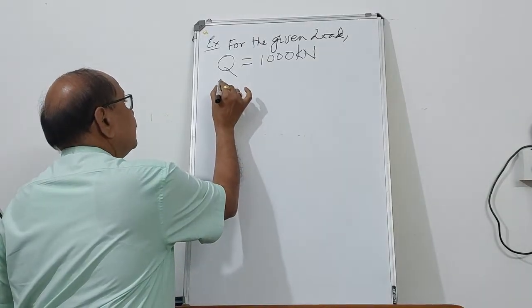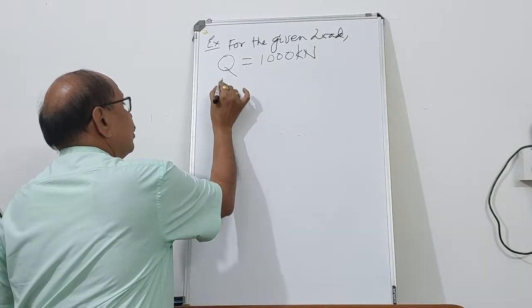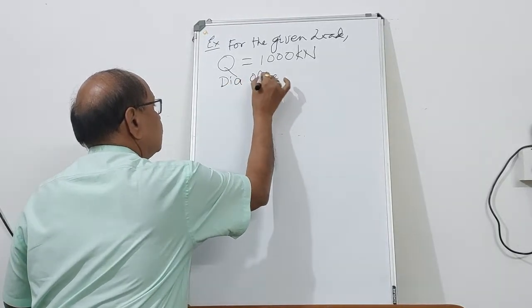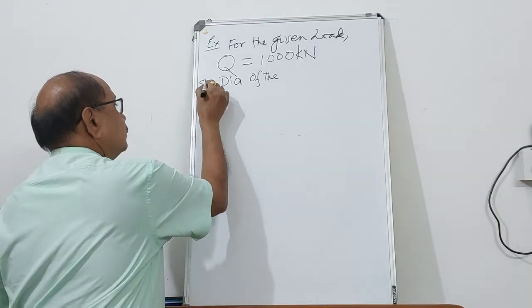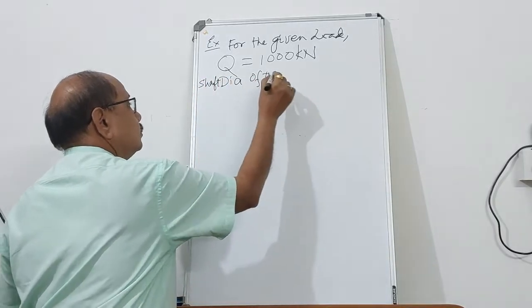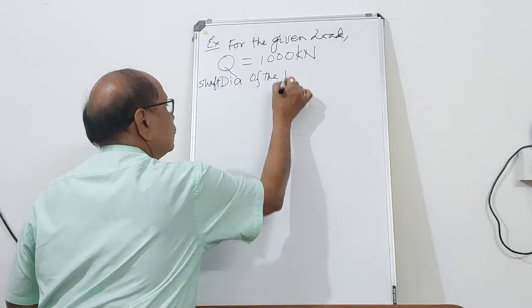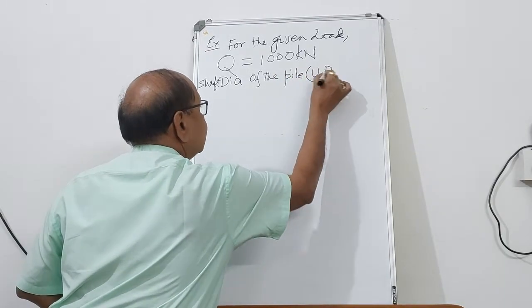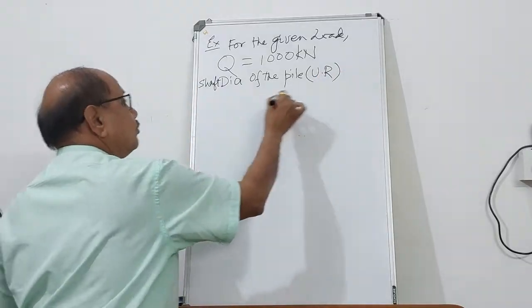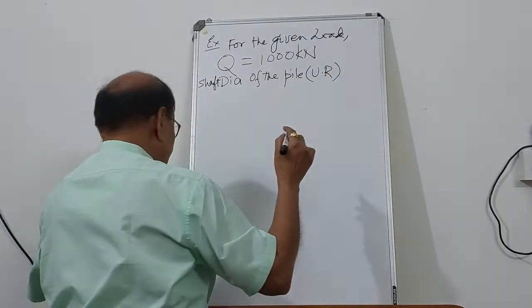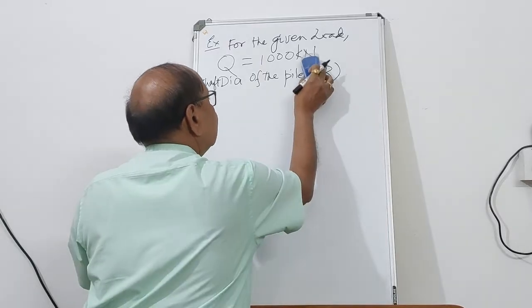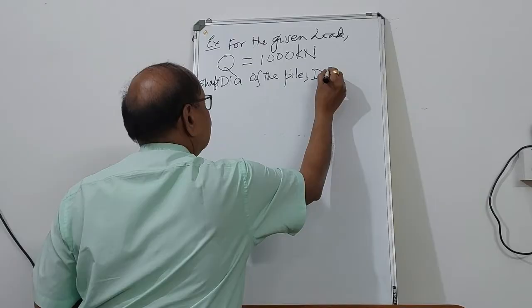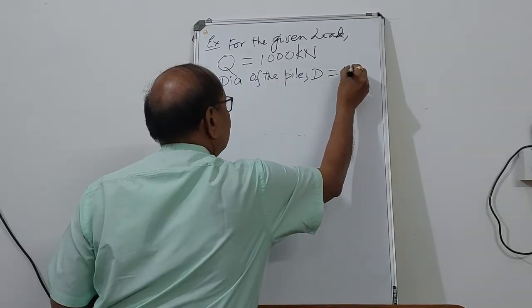And the diameter of the pile, shaft dia of the under-reamed pile, or simply let's say pile D equal to 0.5 meter.